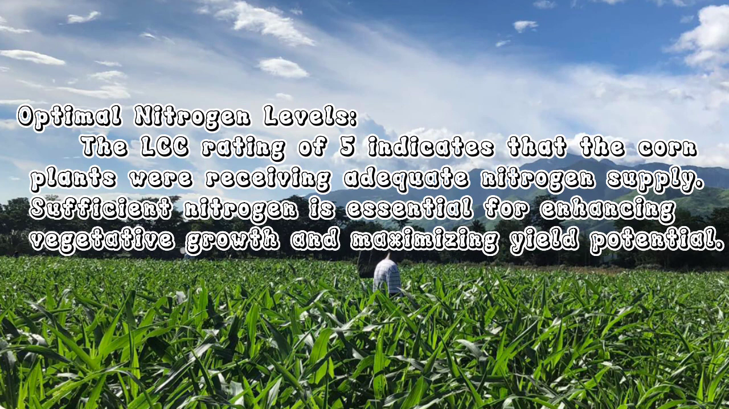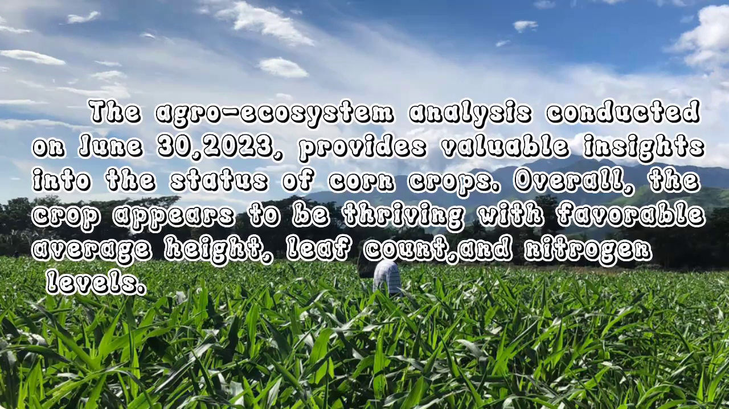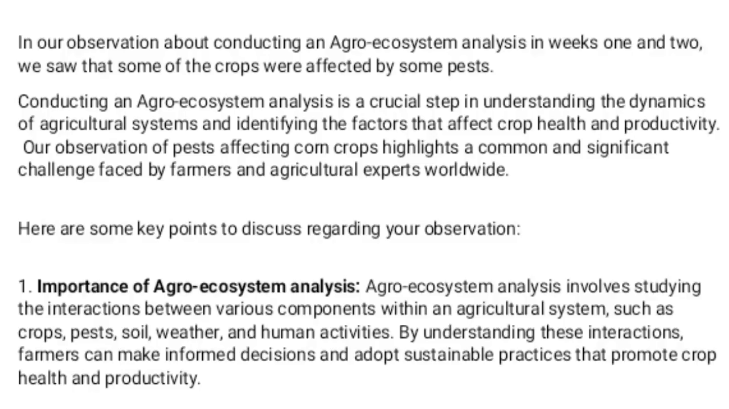Second is optimal nitrogen levels. The LCC rating of 5 indicates that the corn plants were receiving adequate nitrogen supply. Sufficient nitrogen is essential for enhancing vegetative growth and maximizing yield potential. The agro-ecosystem analysis conducted on June 30 provides valuable insights into the status of corn crops. Overall, the crops appear to be thriving with favorable average height, leaf count, and nitrogen levels.